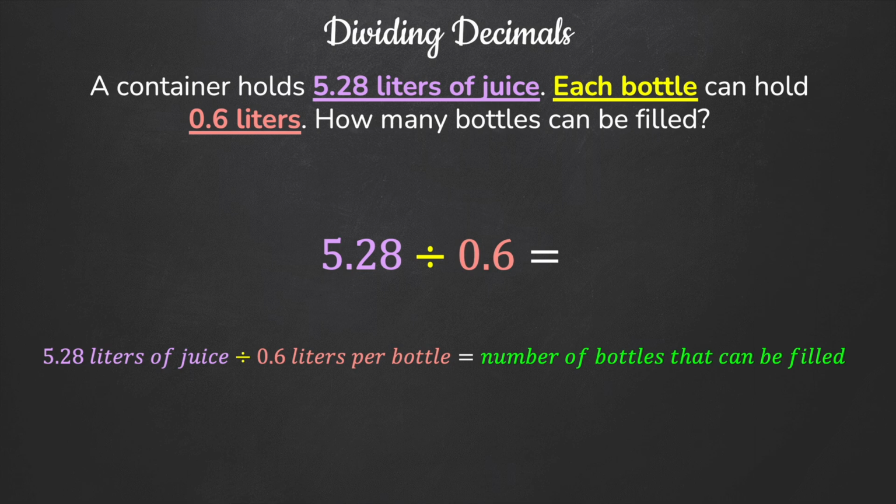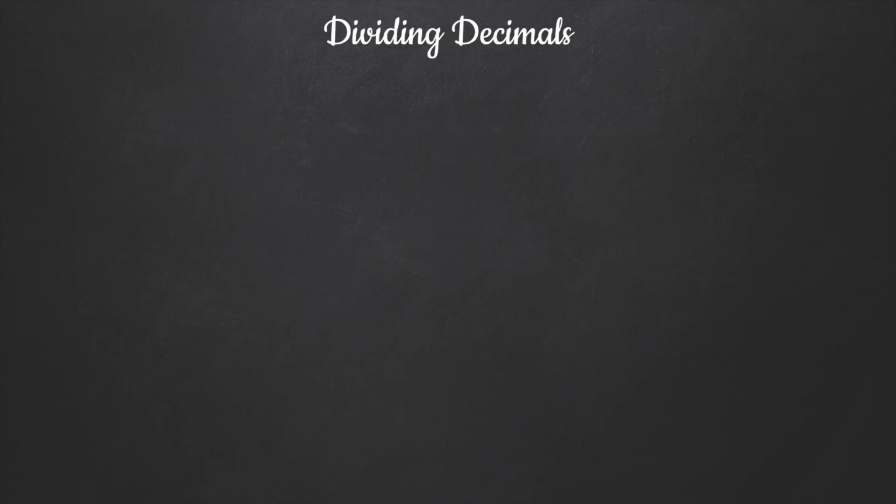Now, basically what we're doing is we're taking the total amount of juice, dividing it by how many liters fit per bottle to figure out the number of bottles that can be filled. So let's go ahead and divide. We're going to take 5.28 and divide that by 0.6.